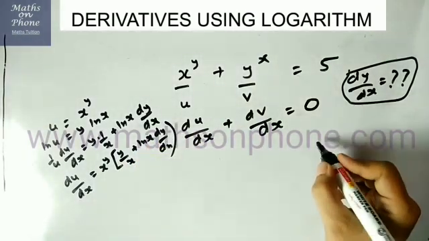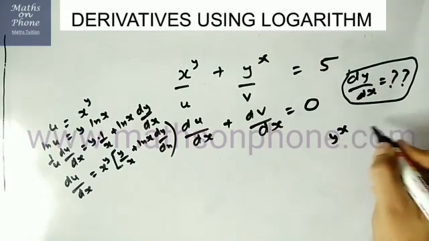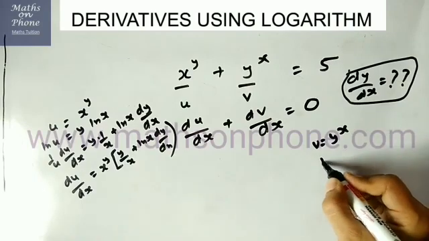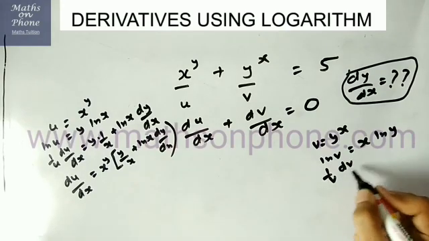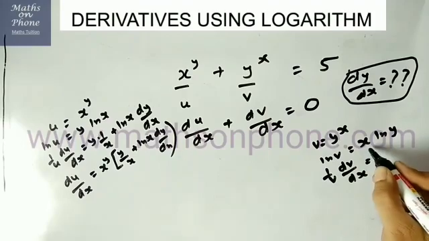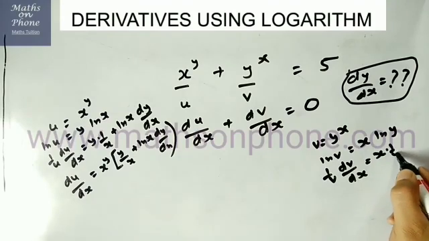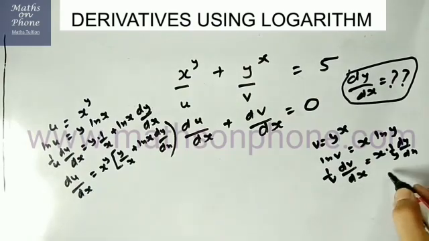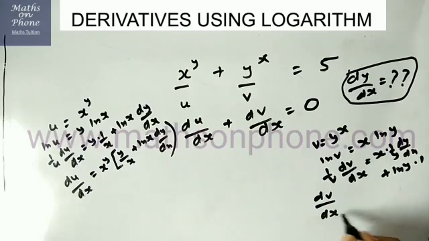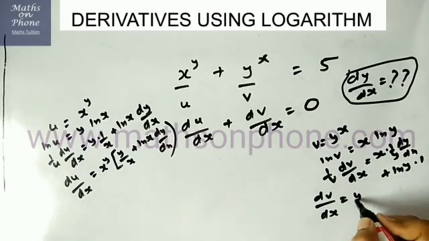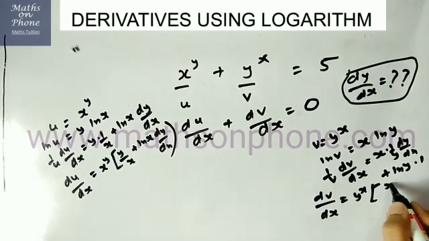Okay. Now we are finding dv by dx. We have taken y to the power x is equal to v. So ln v is equal to x ln y. 1 by v dv by dx, on differentiating, is x into 1 by y dy by dx plus ln y, x as it is, and differentiation of x is 1. So dv by dx is equal to v into that thing. V is y to the power x into that thing, x by y dy by dx plus ln y.